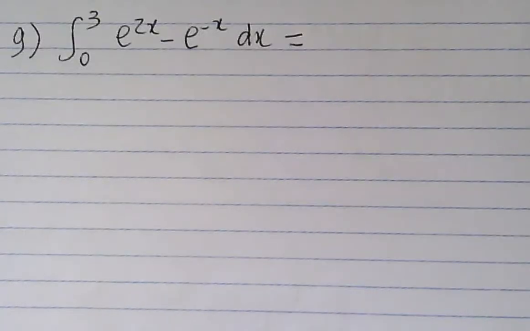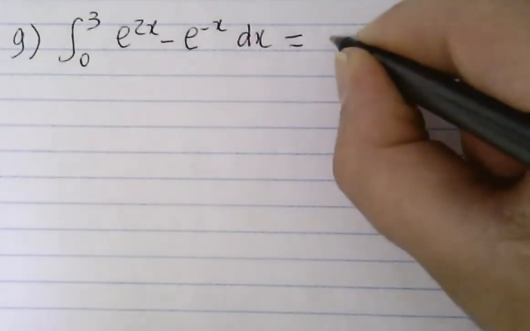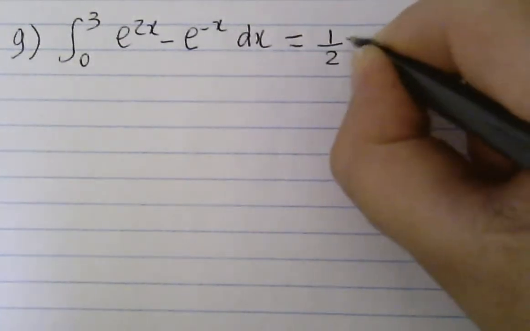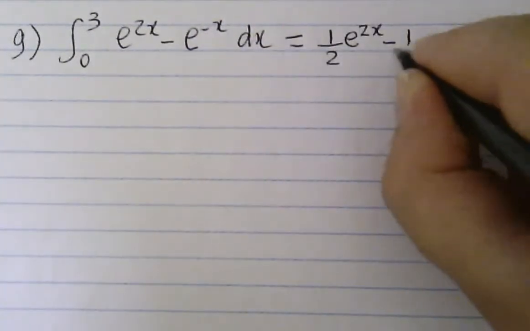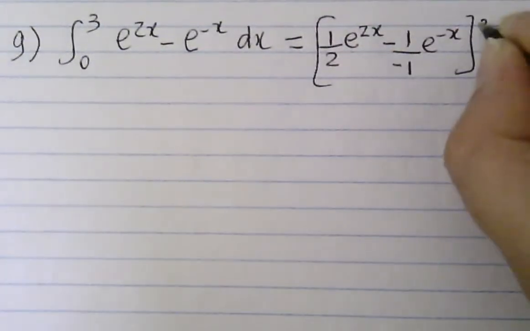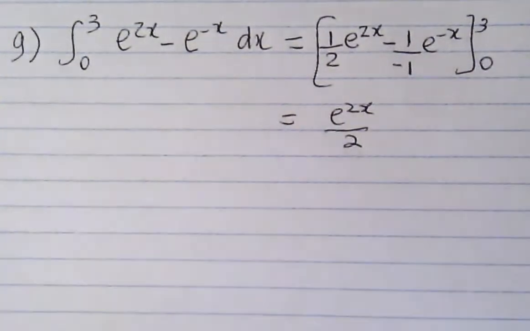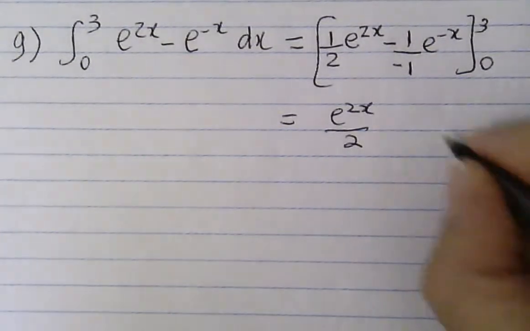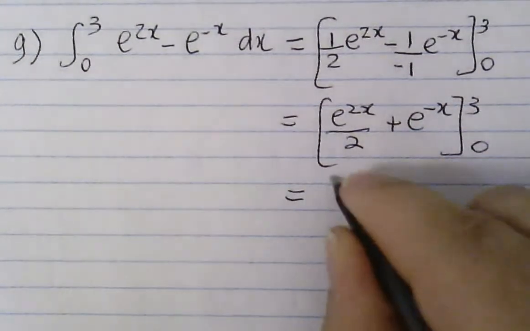Okay? Okay, question G. Just have a go at that one. Integrate, find that exact integral. Definite integral. Give your answer in exact form. Okay, so what would this be? Integrate e to the 2x. You get 1 over 2 e to the 2x minus, be careful, just write your minus, 1 over what? Negative 1 e to the negative x. Now, before you go substituting, I would be simplifying this. This is e to the 2x over 2. Now what do I do? Plus, that's right, plus e to the negative x. Substituting 3 and 0, what have we got?